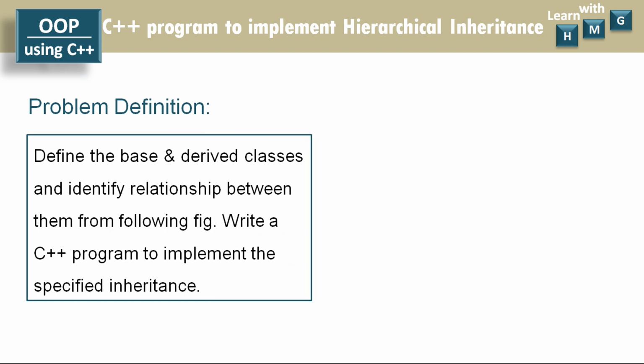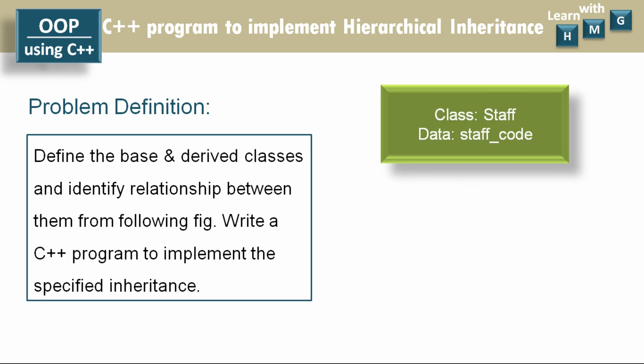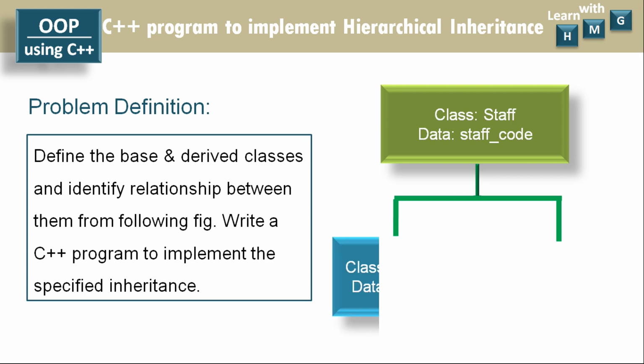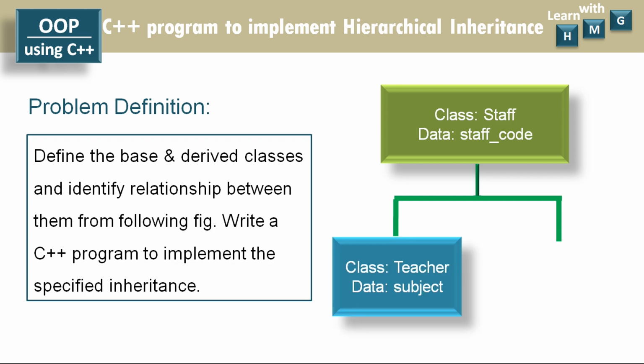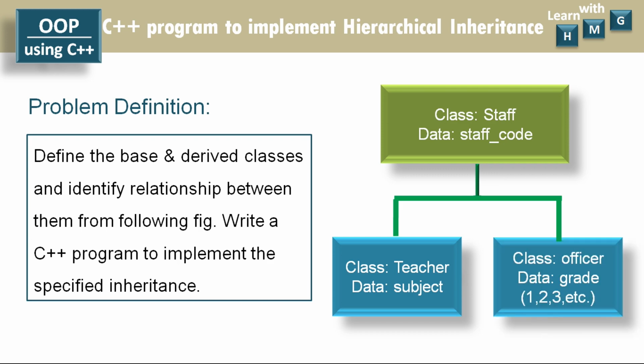Let us see one problem definition. Define a base and derived classes and identify the relationship between them from the figure. So here in this figure or diagram, the class staff is there having the data member staff code. From this staff base class, two classes are derived. One is the teacher class having the data member subject, and another is the officer class having the data member grade. So here you have to implement this hierarchical inheritance using C++.